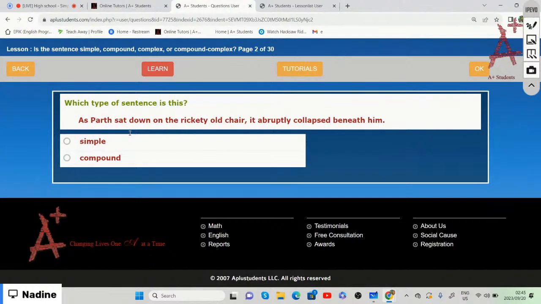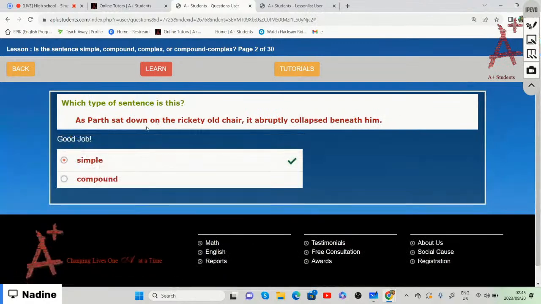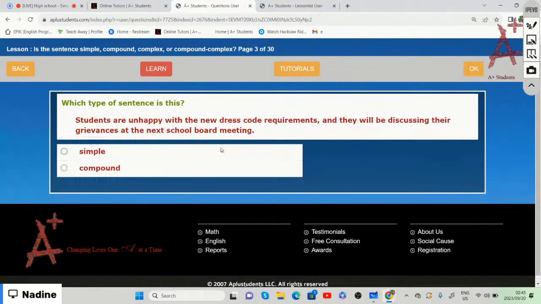Pat sat down on the rickety old chair. It abruptly collapsed beneath him. Is this a simple or compound sentence? And in this case, this is a simple sentence. It is not joined by a conjunction. There we go, simple sentence.